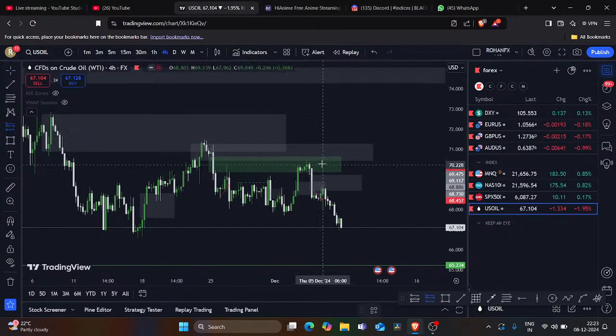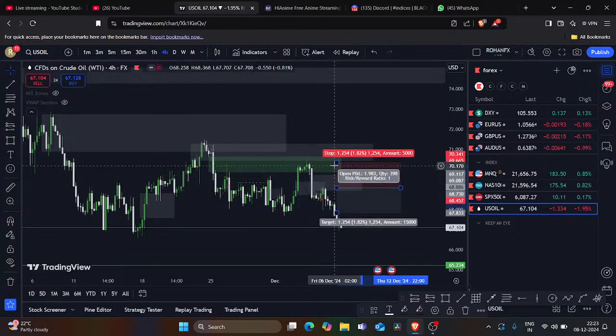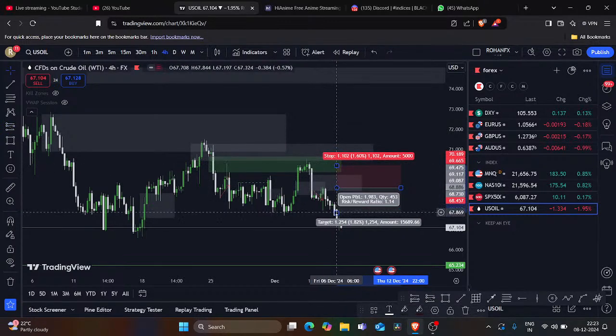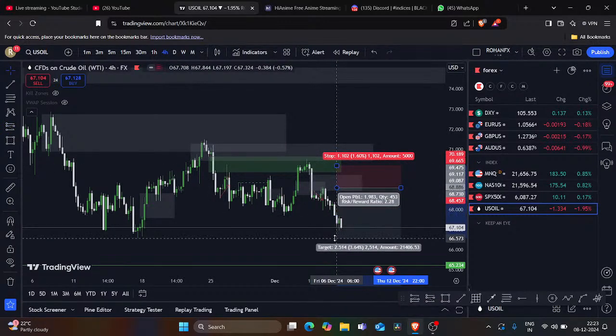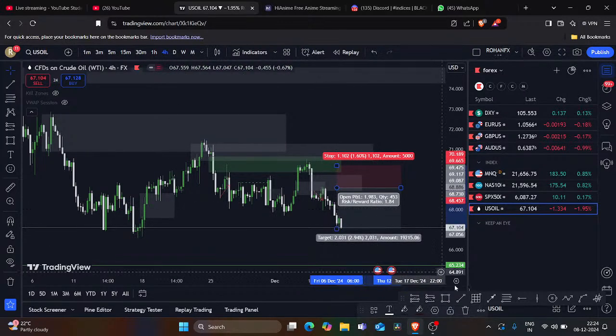I think we already got 1:2, I guess. If I was taking an entry over here and aiming for this low, almost, yeah, 1:2 is done here. Okay, so this trade is done, right?